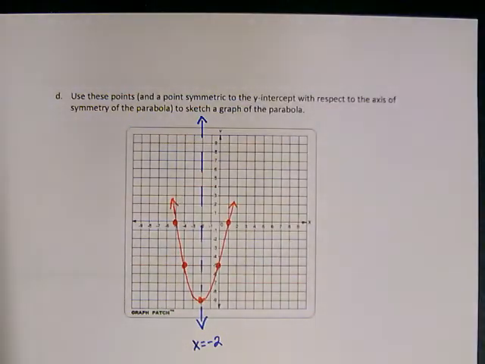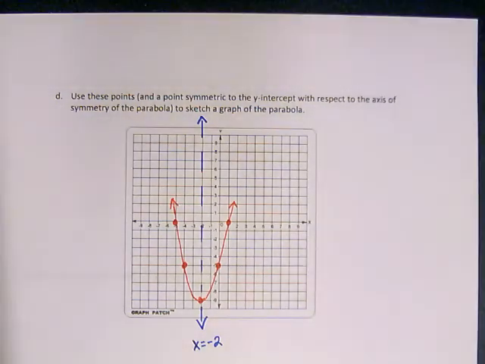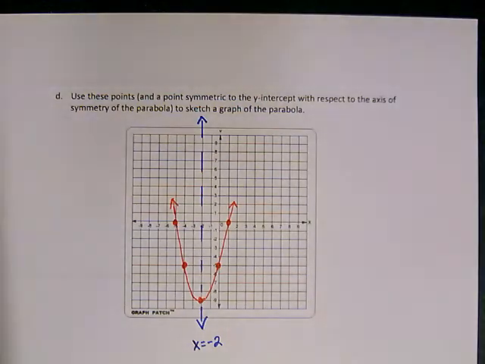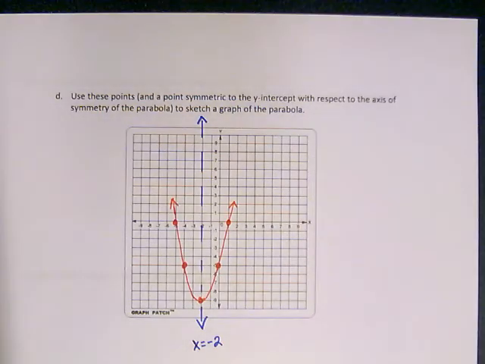And it looks like this. So this represents the graph of the parabola f of x equals x squared plus 4x minus 5. Okay.